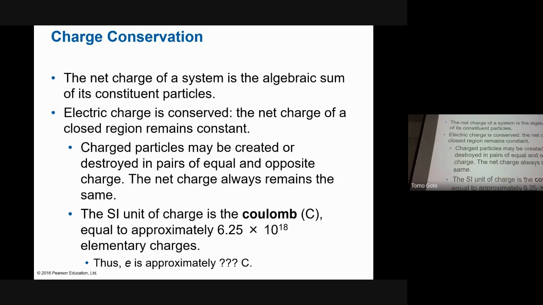Okay? The SI unit of charge is the coulomb, which is this number. And then E is approximately how many coulombs? How many coulombs?